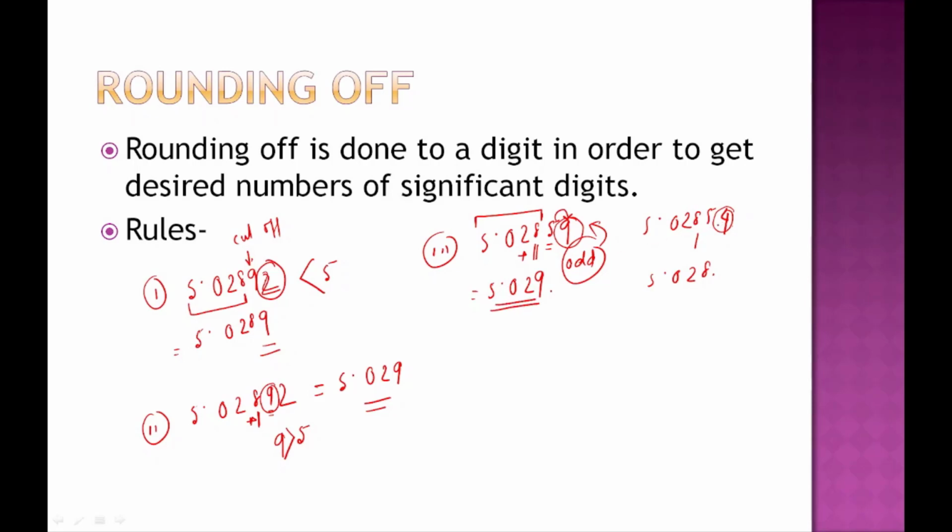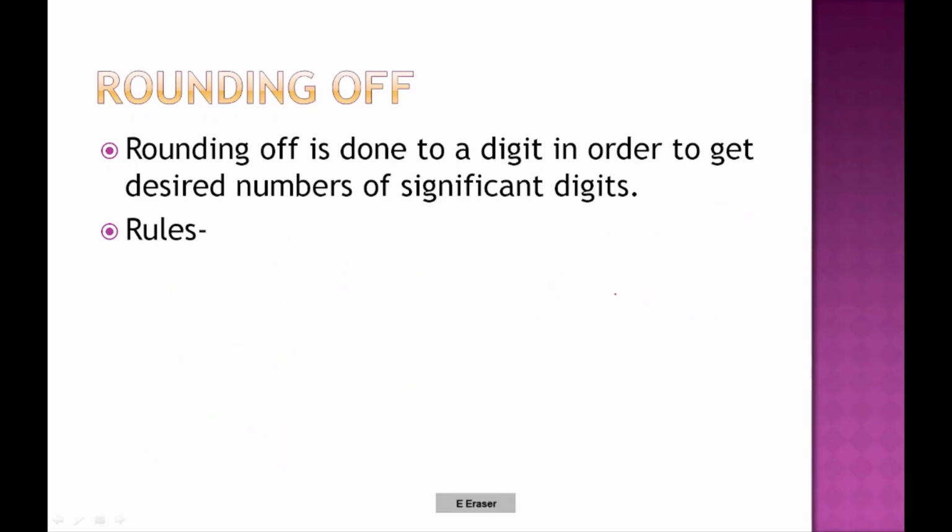And if the number placed next to 5 is even, then the cutoff digit remains the same, as in this case. So therefore it remains 5.028. So that's what rounding off is, and these are the sets of rules which you can apply when doing rounding off.